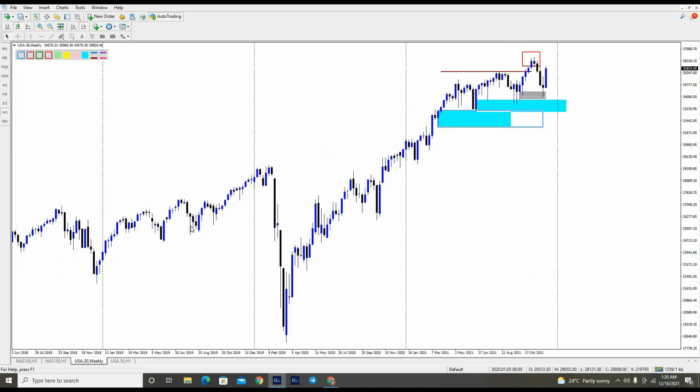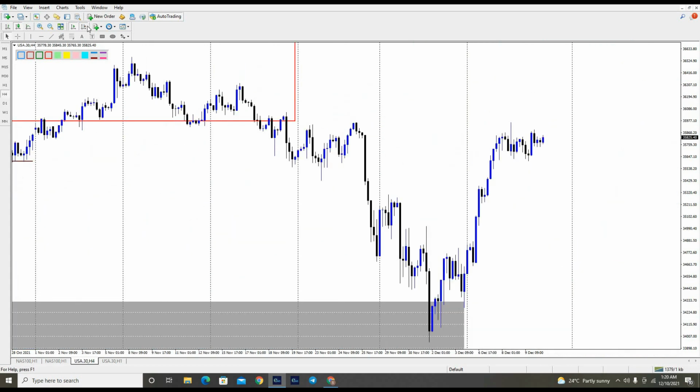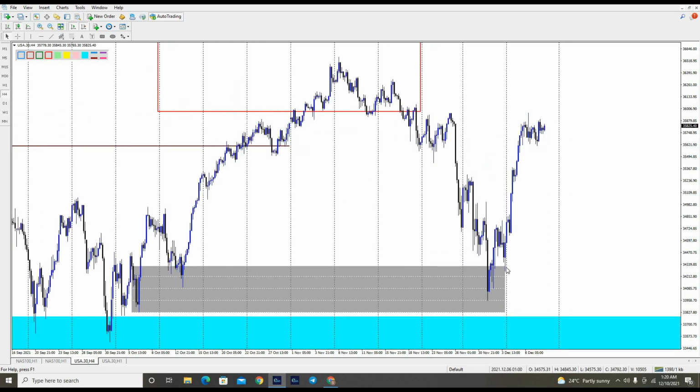Understanding your higher time frame structures will also help you become patient. It will help you understand that you do not have to trade everything that's moving. But once you understand your higher time frame structures, it makes it easy for you to apply the same structure concept and then execute your trades.